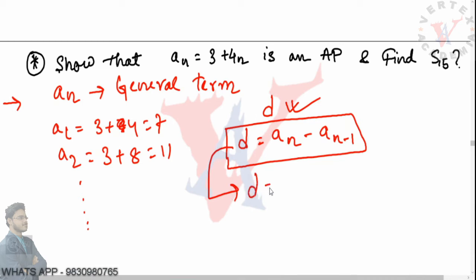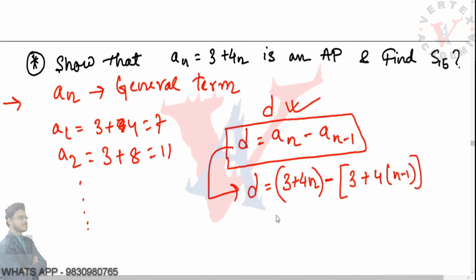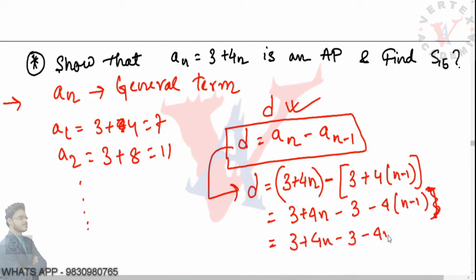So let me find D. D is an minus an minus 1, where an is 3 plus 4n. What is an minus 1? We just have to put n minus 1 in place of n. So minus 3 plus 4 times n minus 1. Let me simplify it. This is 3 plus 4n minus 3 minus 4 times n minus 1, which equals 3 plus 4n minus 3 minus 4n plus 4. Here the 4n cancels, and plus 3 minus 3 also cancels, so we get 4. So finally D equals 4.